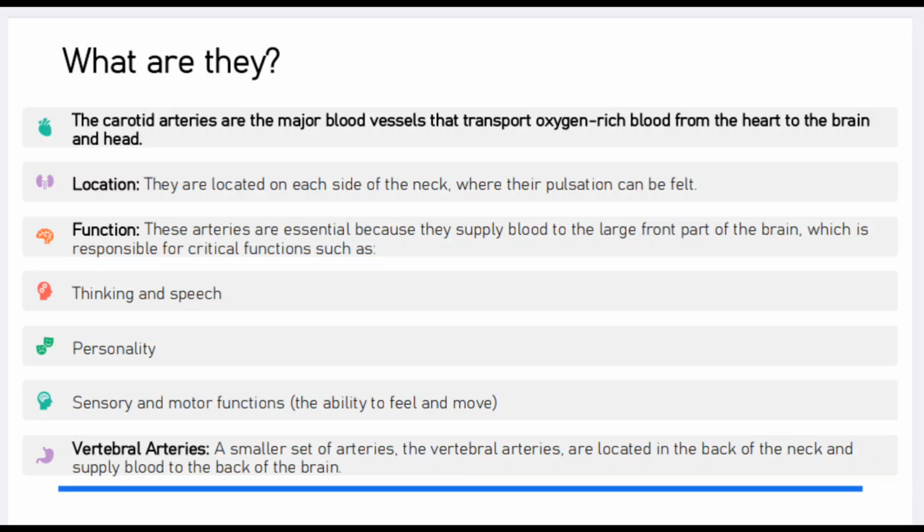Then function. These arteries are essential because they supply blood to the large front part of the brain, which is responsible for critical functions such as thinking and speech, personality, sensory and motor functions, meaning the ability to feel and move. Then vertebral arteries, a smaller set of arteries located in the back of the neck, supply blood to the back of the brain.